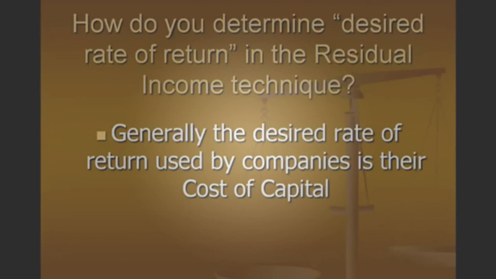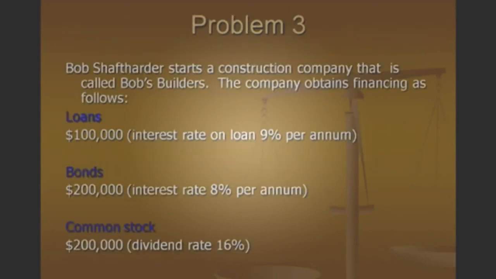Now, let's do our last problem. Bob Shaftharder starts a construction company that's called Bob's Builders. The company obtains financing as follows. 100,000 loan, they gave you the interest rate. 200,000 in bonds, they gave you the interest rate. And 200,000 they issued common stock. And the dividend rate is 16%.